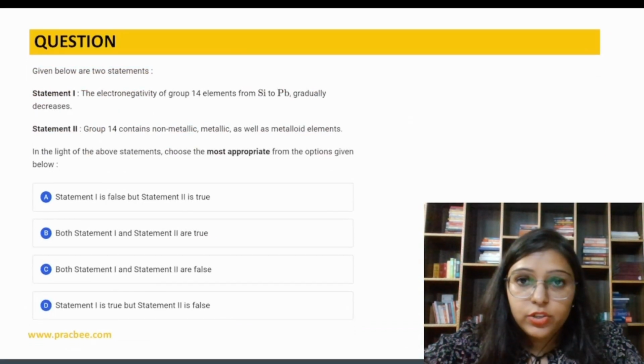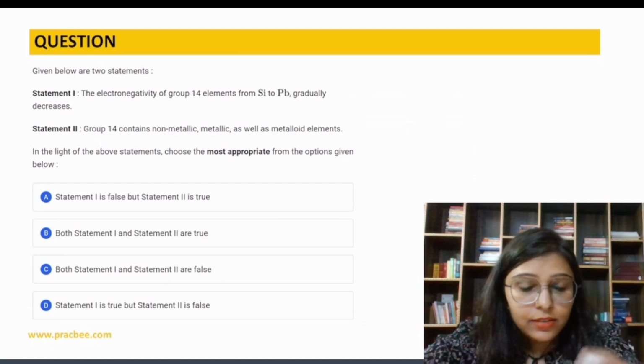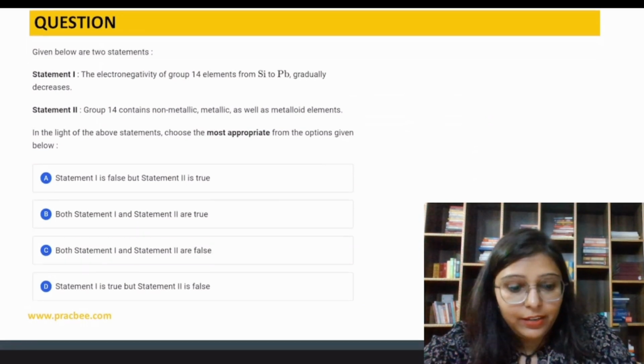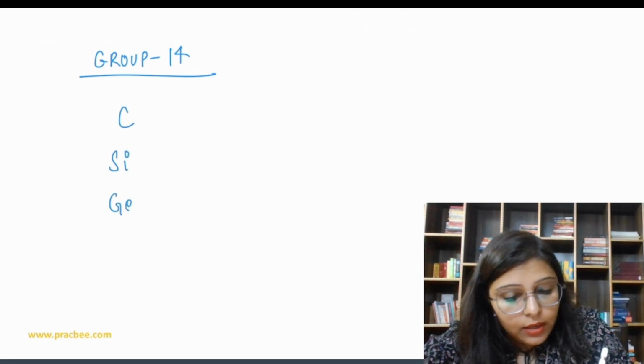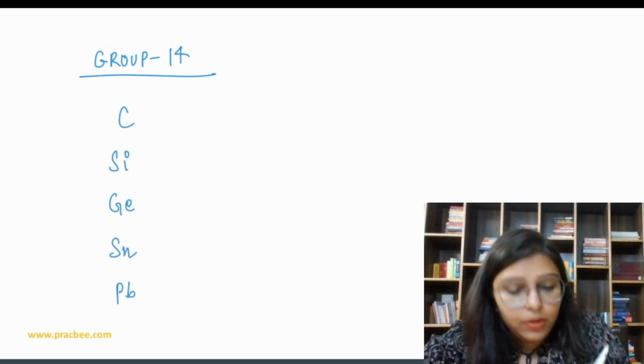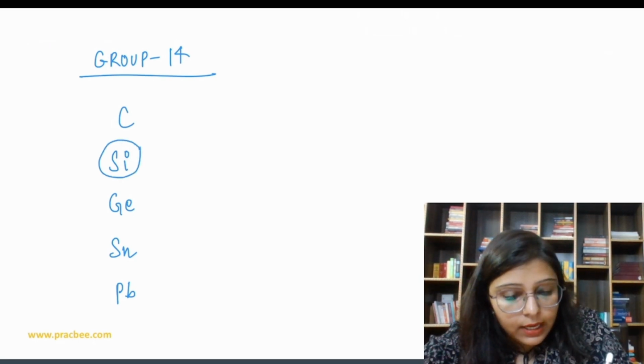Now let's do the next question. The electronegativity of group 14 elements from silicon to lead gradually decreases. So see, this is group 14, right? Group 14. Okay. So see, silicon and germanium, these are metalloids.